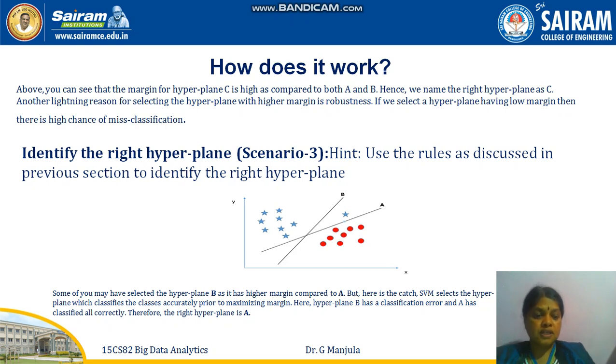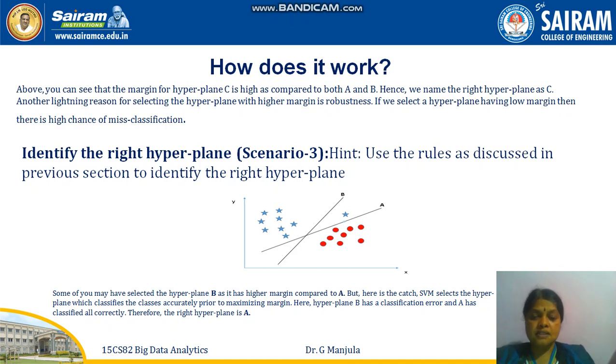So what I want to say in scenario 3 is, you apply scenario 1, you apply scenario 2, and then you compare. Scenario 1 says that there should be a better segregation between the two classes. In scenario 2, identify the higher margin, because whenever there is a higher margin, you can obtain fewer misclassifications. So that is scenario 2.